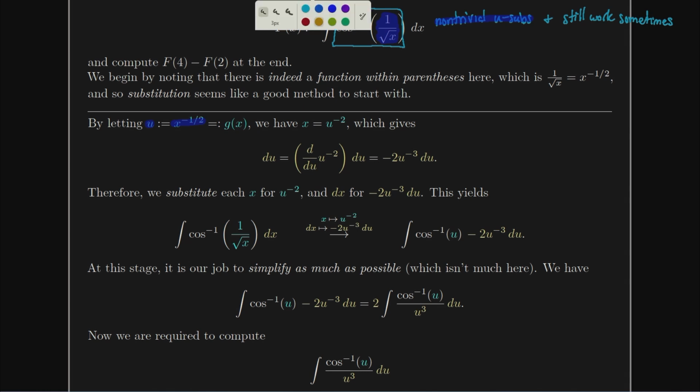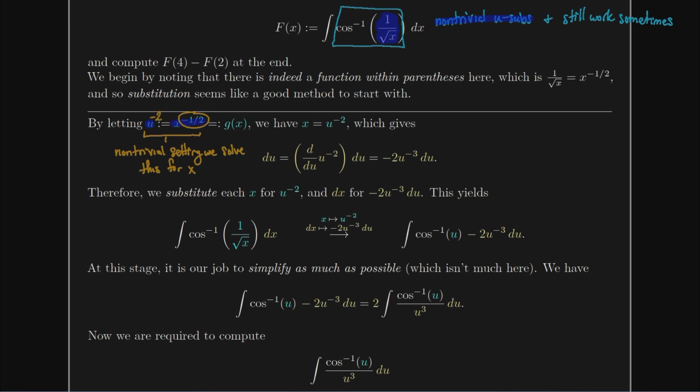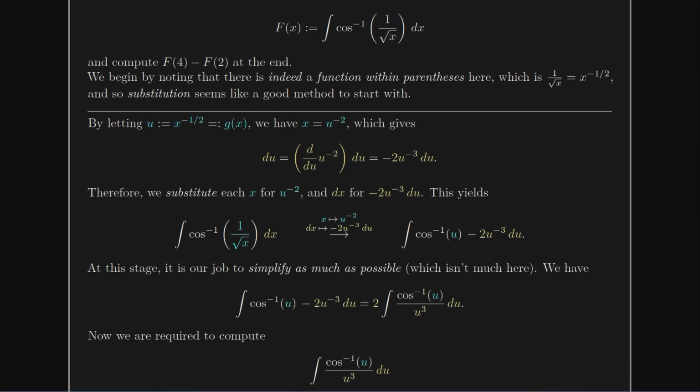And let's recall that in the non-trivial setting, we solve this for x. In our case, we got power negative 1/2 on the one side. If I want to cancel that, I'm going to take both sides to the negative 2 power. And so that's canceling on the one side. We end up with x is equal to u to the negative 2, which tells us how to compute dx. Well, dx is going to be the derivative of u to the negative 2 times du, also known as negative 2 u to the negative 3 du.